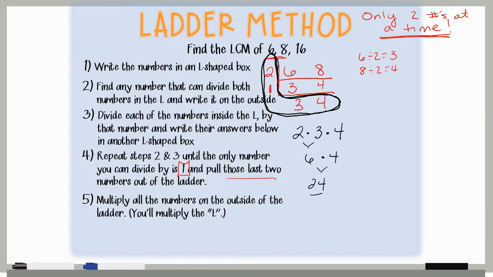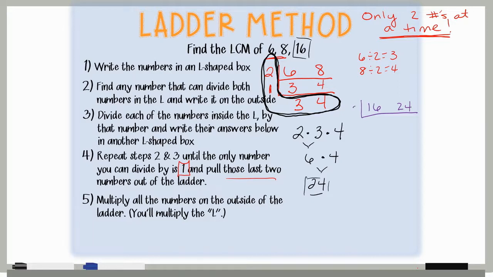Now, because I have this third number here that I have to work with, I'm going to take 24 and 16 and I'm going to put them in a ladder. So 16 and then my answer, which was 24. And I'm going to repeat that process all over again. So I put them in the L-shaped box.